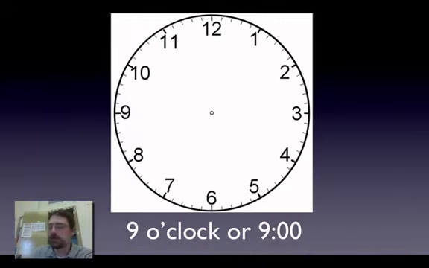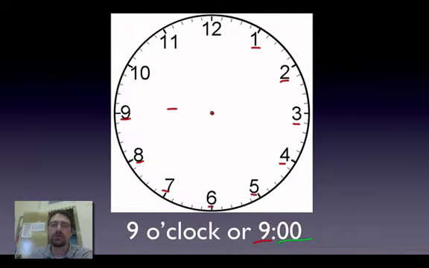Here's one time that I would like to draw. The first one is 9 o'clock. So we're going to look at the hours, and then we're going to look at the minutes. We can see right here that 9 hours has gone by. So we'll count our hours. 1, 2, 3, 4, 5, 6, 7, 8, 9.